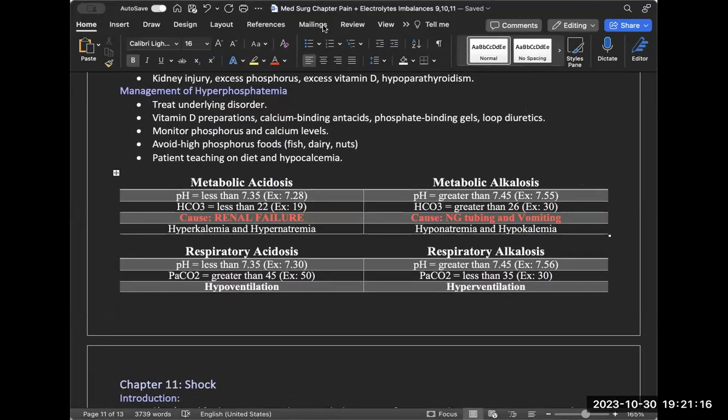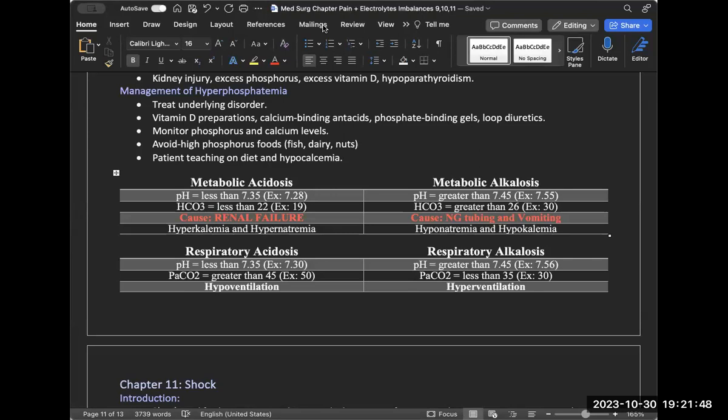So when the pH is low or high, the CO2 is going to be opposite. So in respiratory acidosis, we have a pH of less than 7.35, which means we have a CO2 level greater than 45. This means we have hypoventilation. We have that hypoventilation because when the pH is low and that CO2 is high, it's like a compensatory mechanism.